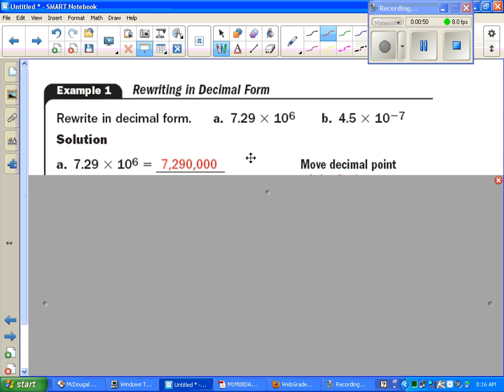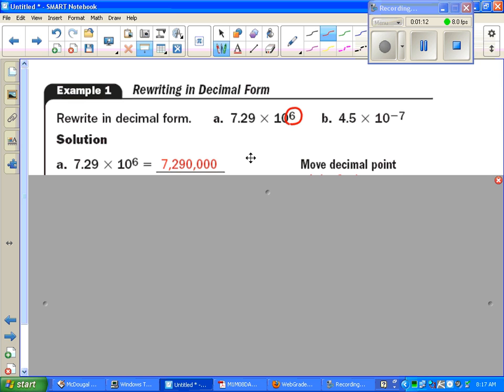Example number 1 is rewriting in decimal form. 7.29 times 10 to the 6th. Anytime you see a positive exponent like the first one, positive means it's going to be a great big number. Notice that the second one, b, is a negative exponent. That means it's going to be a really small number. That's the way I always remembered it. Positive means move the number to make it a great big number 6 times.